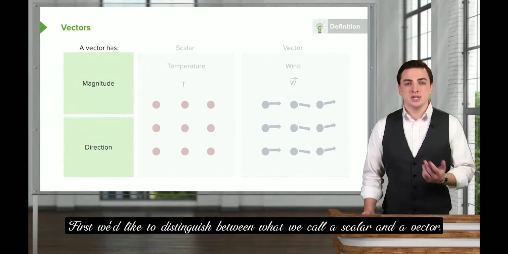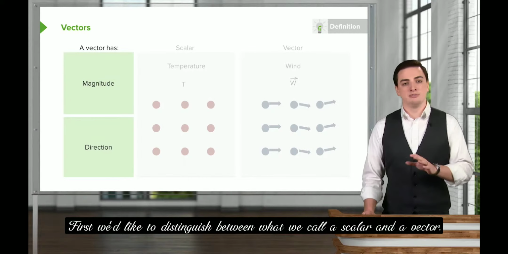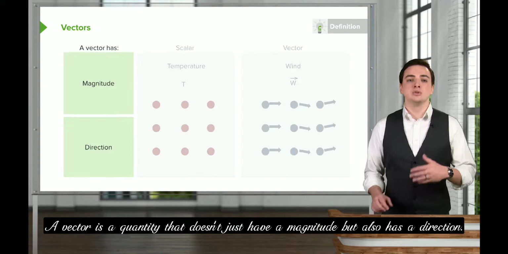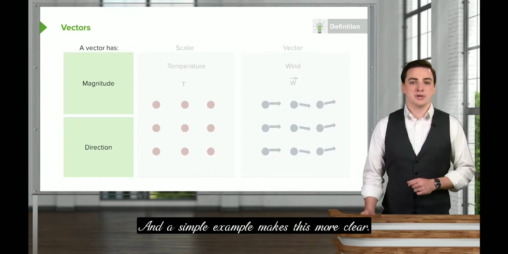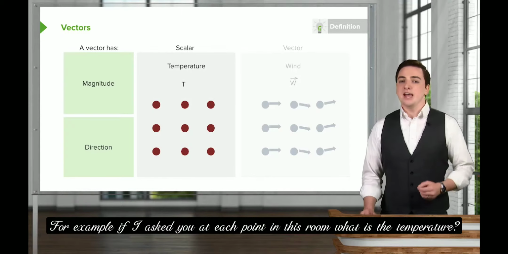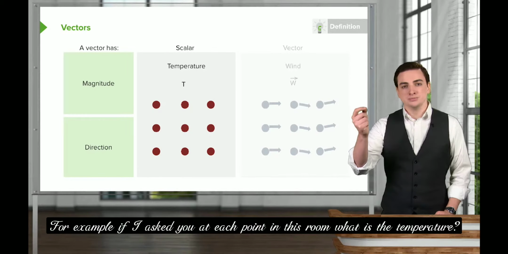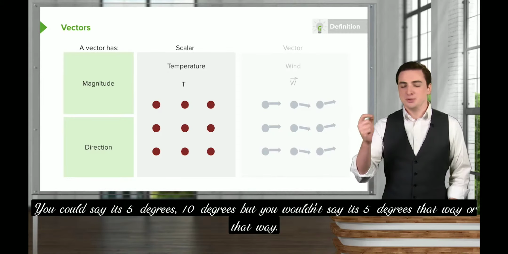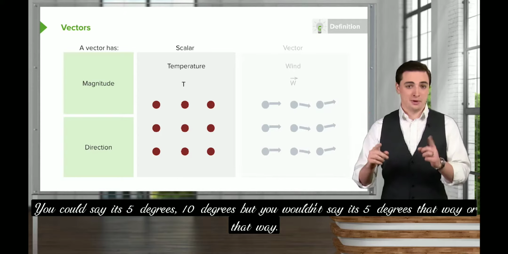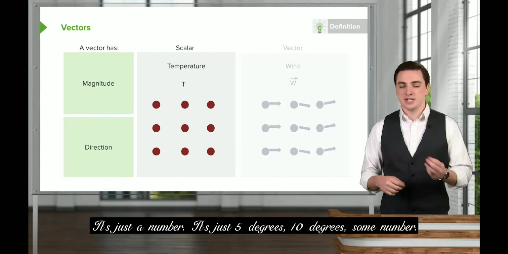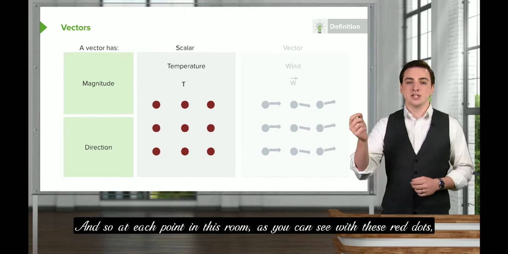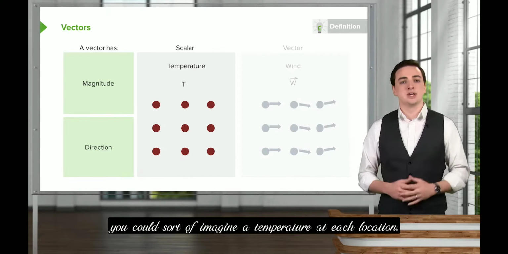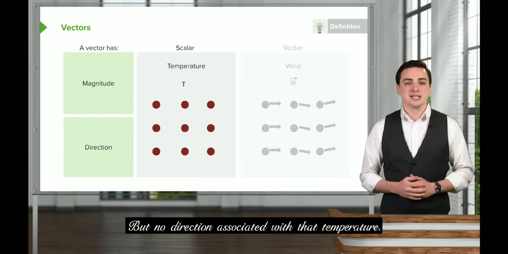First, we'd like to distinguish between what we call a scalar and a vector. A vector is a quantity that doesn't just have a magnitude, but also has a direction. And a simple example makes this more clear. For example, if I asked you at each point in this room, what is the temperature? You could say it's 5 degrees, 10 degrees, but you wouldn't say it's 5 degrees that way or that way. It's just a number. It's just 5 degrees, 10 degrees, some number. And so at each point in this room, as you can see with these red dots, you could sort of imagine a temperature at each location, but no direction associated with that temperature.